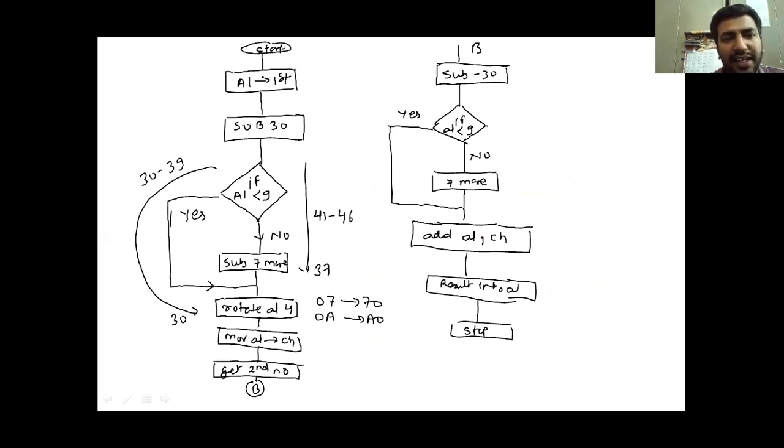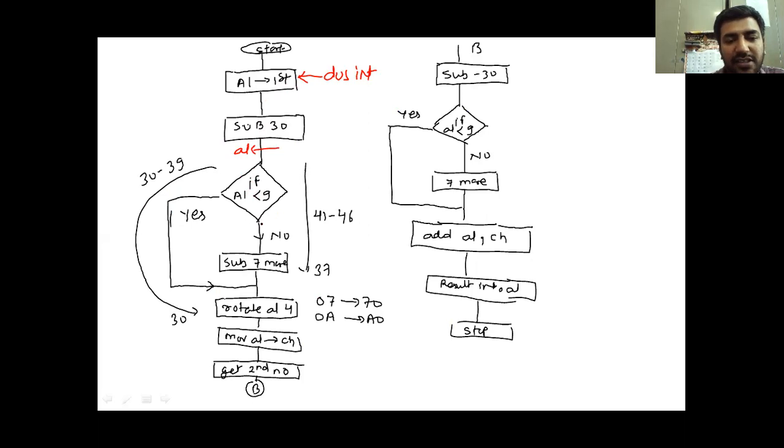So we will start here. We will take the first number, which by default will go into AL, and this from the keyboard we will take using a DOS command. Okay, we will use the DOS interrupt command to take the number from the keyboard. We will subtract 30, as I told you. After subtracting 30, my result would be stored in AL. At this point, I will check whether my number is less than or equal to 9 or not.